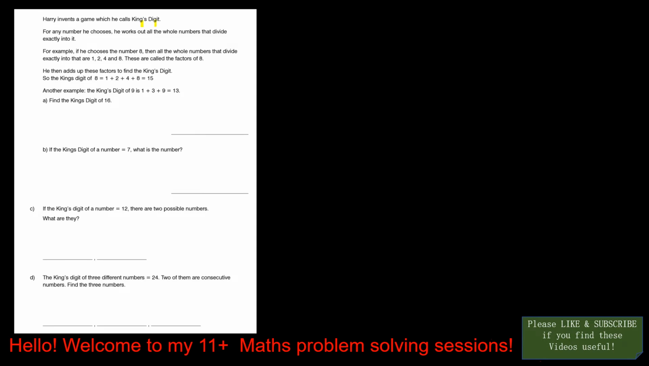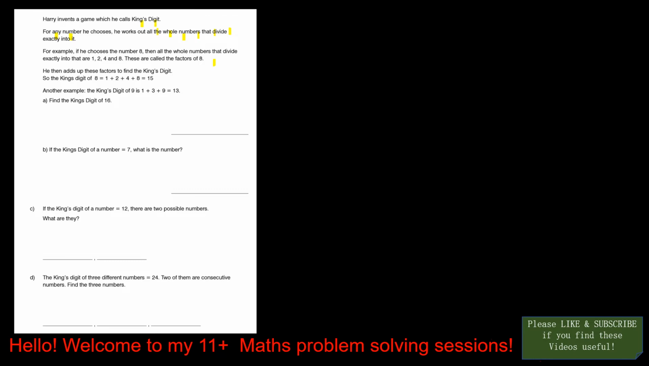So he's saying that for any number he chooses, he works out all the whole numbers that divide exactly into it. For example, if he chooses the number 8, then all the whole numbers that divide exactly into that are 1, 2, 4, and 8. These are called the factors of 8. He then adds up these factors to find the King's digit. So the King's digit of 8 equals 1 plus 2 plus 4 plus 8 equals 15. So 15 is the King's digit.